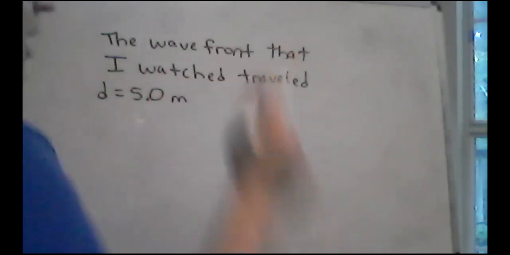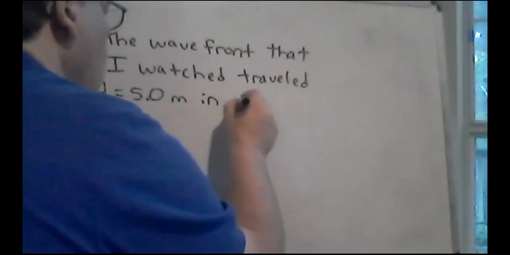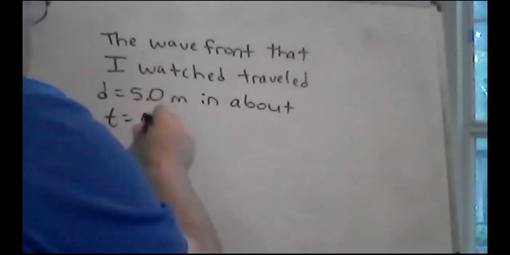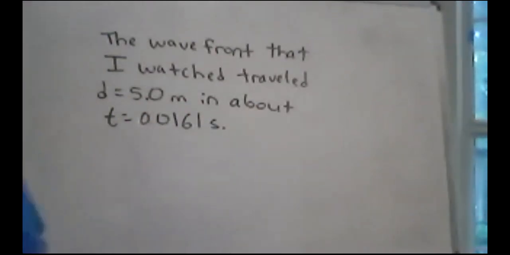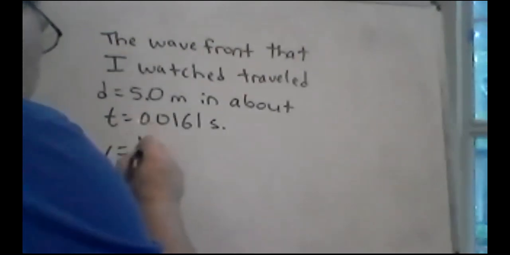You can see there's a lot of error to this experiment. And about T equals 0.0161 seconds, right? And so what's the calculation for the speed of sound? Very complicated. It is V equals D over T.